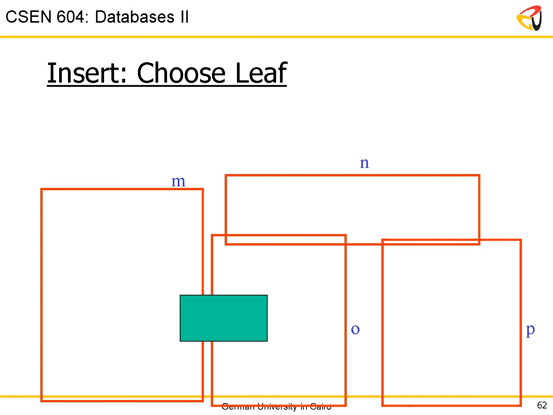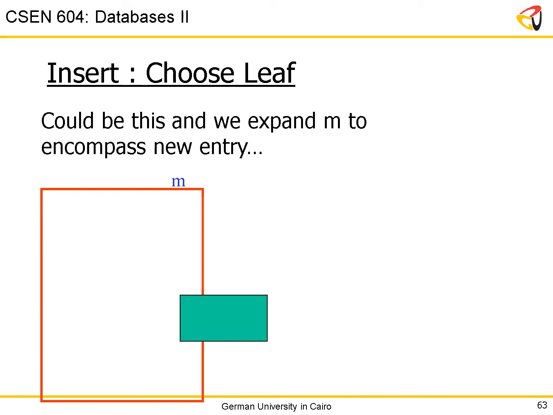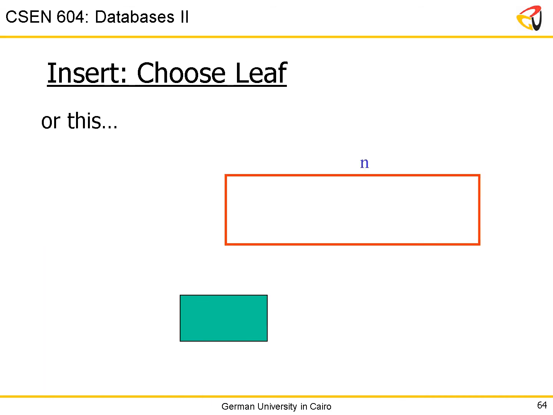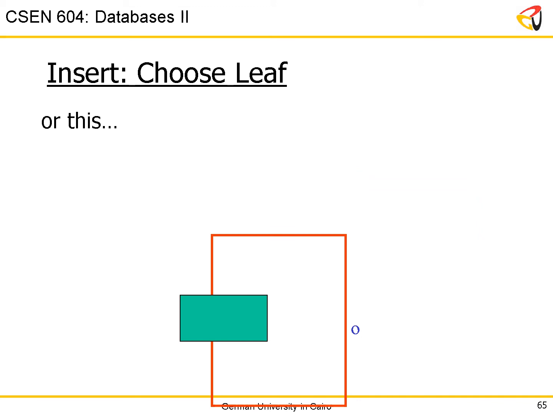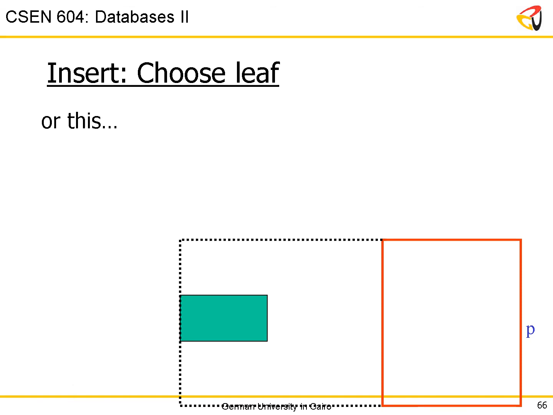But the rule is going to be, I will pick the bounding box that will require the least amount of increase in its total area to include this green one. Okay? So let's do this simulation. If I make it inside the M, I will have to make the M this much bigger. If I make it inside the N, I will have to make the N this much bigger. If I make it inside the O, I have to make the O this much bigger. If I make it inside the P, I have to make it this much bigger.